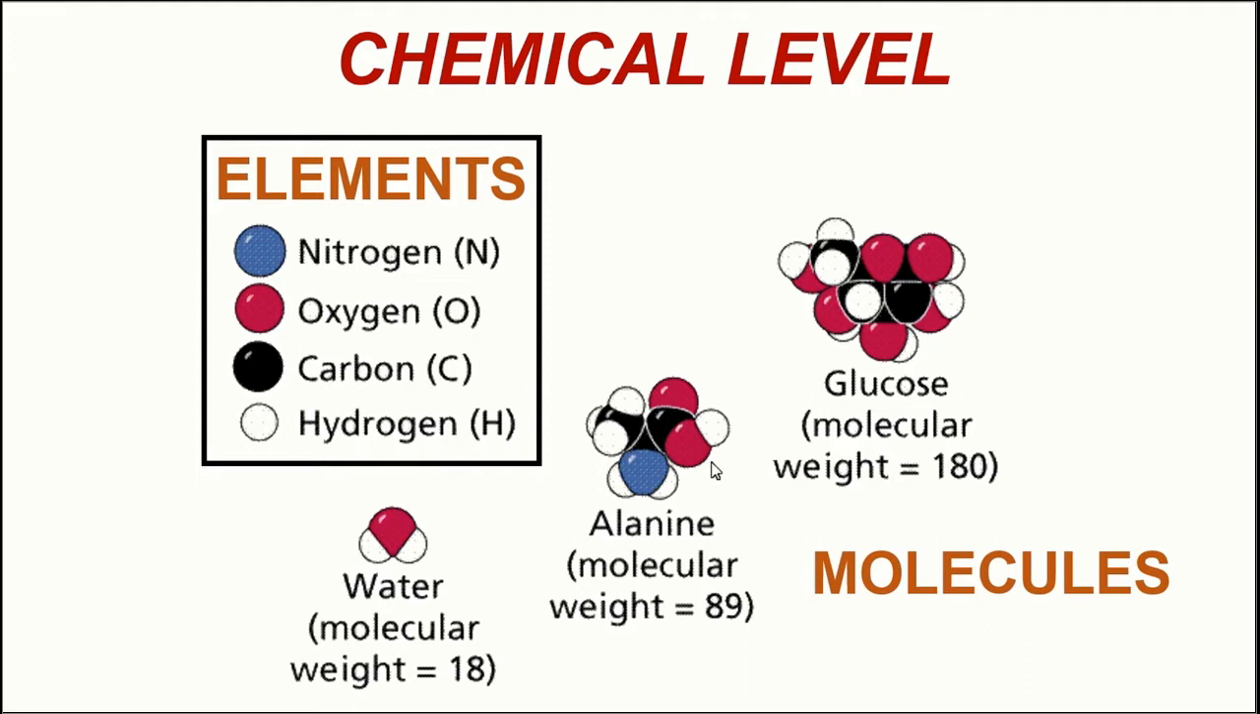Alanine is an amino acid, so it's the building block of, or one of the building blocks that form proteins. And glucose is a carbohydrate or a sugar. That's the primary fuel for our body. So these are the molecules that we're talking about here.